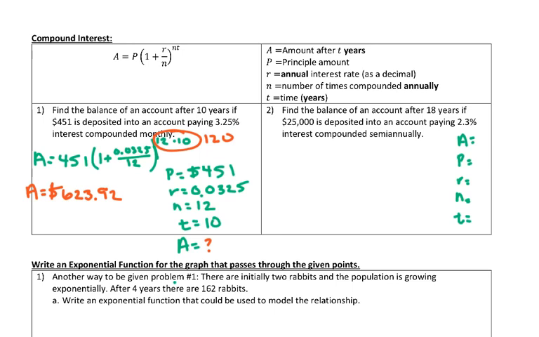All right, so find the balance of the account. We're trying to find the balance, so again, we don't know A. It says after 18 years, so there's your time. If $25,000, there's your principal amount, is deposited into an account paying 2.3%, we need to write that as 0.023. N is the number of times it's compounded, and this one is done semi-annually, so twice a year, so 2. We're going to plug this all in.